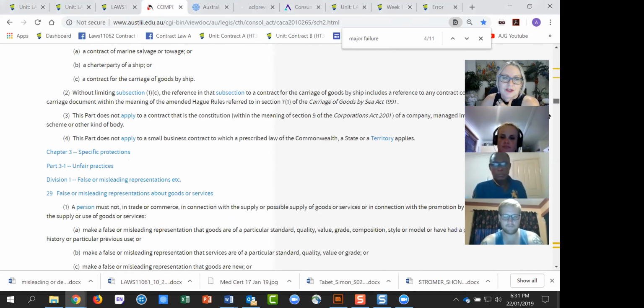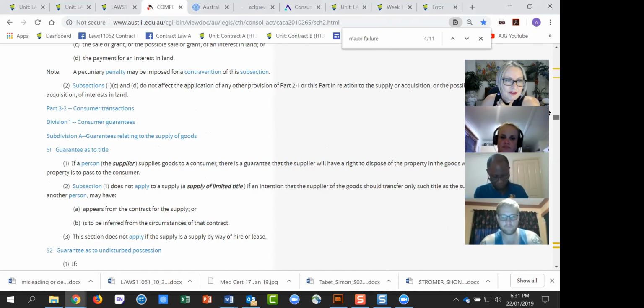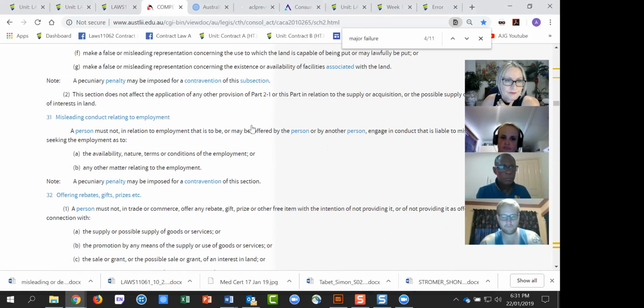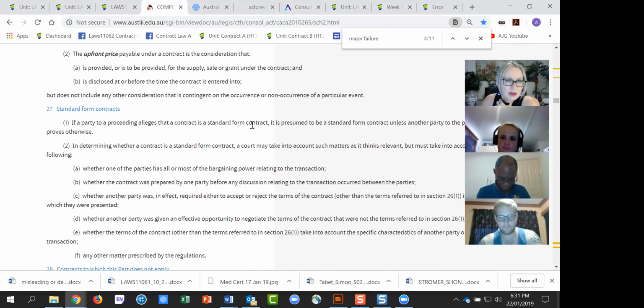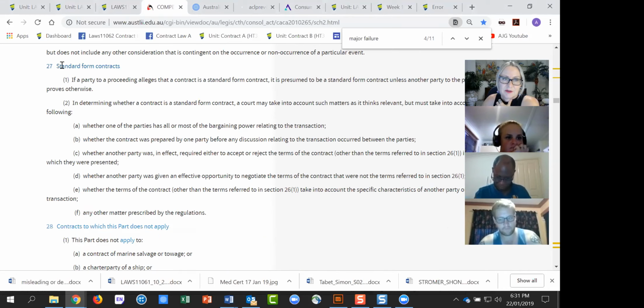Then we'll run down here to section 27. Okay. All right. Standard form contracts is the provision that we need to go to in working out whether or not it's a standard form contract. Have a look at this. I'm not sure that we've encountered a presumption. We have, because there used to be presumptions in terms of intention to create legal relations, isn't there? So you have encountered presumptions before.